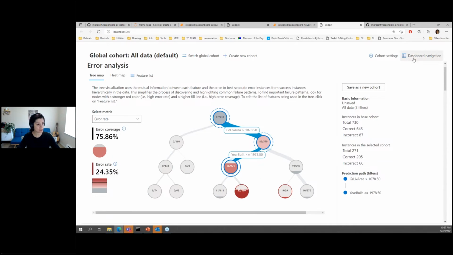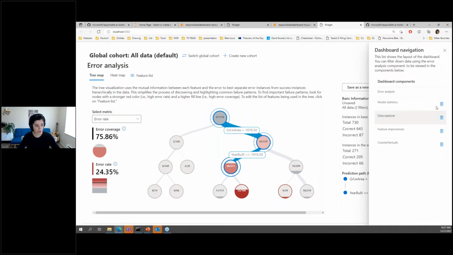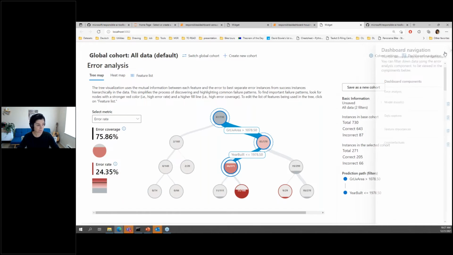By the way, this is the list of components that we are going to look at in this demo, but of course it's possible to either delete one of these components or add another one, or even change the order of these components if you find that more comfortable for your scenario.